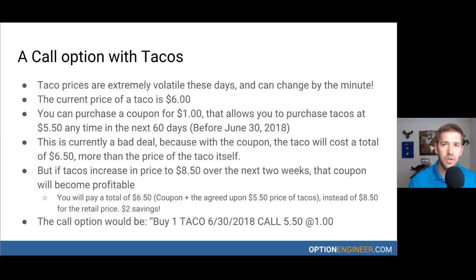That's the price you can redeem for a taco whenever you want until June 30th, at $1. $1 is the credit paid, or I guess I should say the debit that you're going to pay, the price you're going to pay to get that option. Or if you're selling the option, it's the credit you would receive for taking on that risk and providing that option to the buyer. So pretty simple, right?